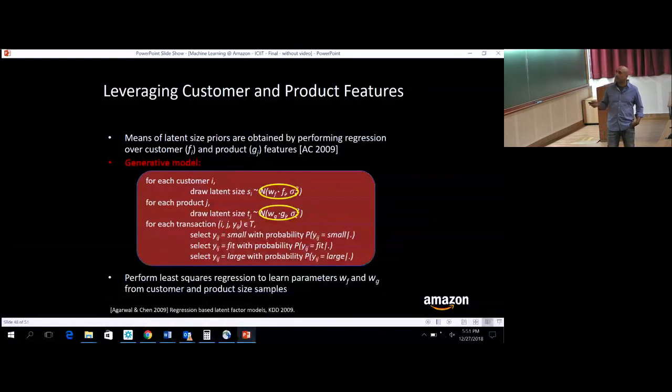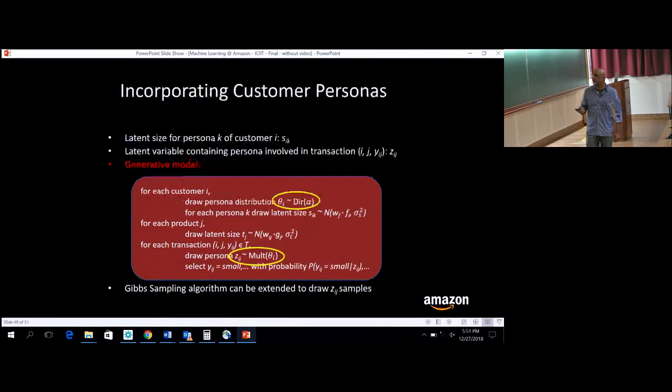And similarly here, we draw the product latent size T_j from a Gaussian with mean W_g · G_j, where W_g are the regression weights and G_j is the feature vector for product j. And here again, one can use a Monte Carlo EM algorithm to learn these regression weights. Once you've approximated the posterior of customer and product latent sizes with samples from the posterior using Gibbs sampling in the E step, in the M step you perform a least squares regression to learn the weights W_f and W_g, right? So that's nice.